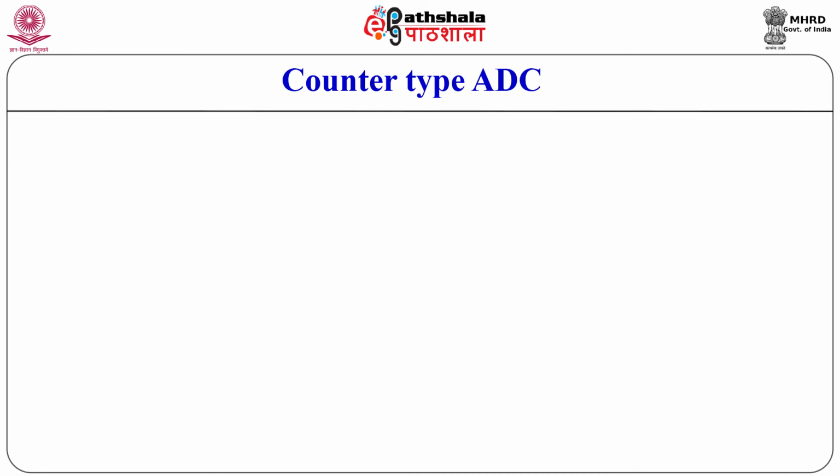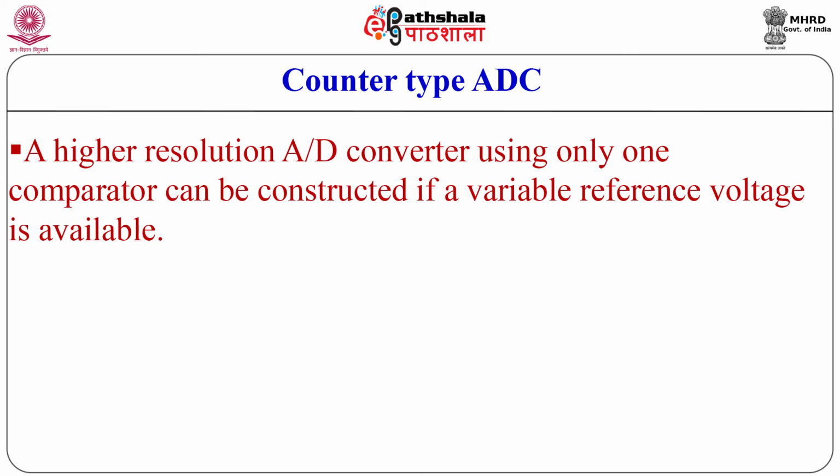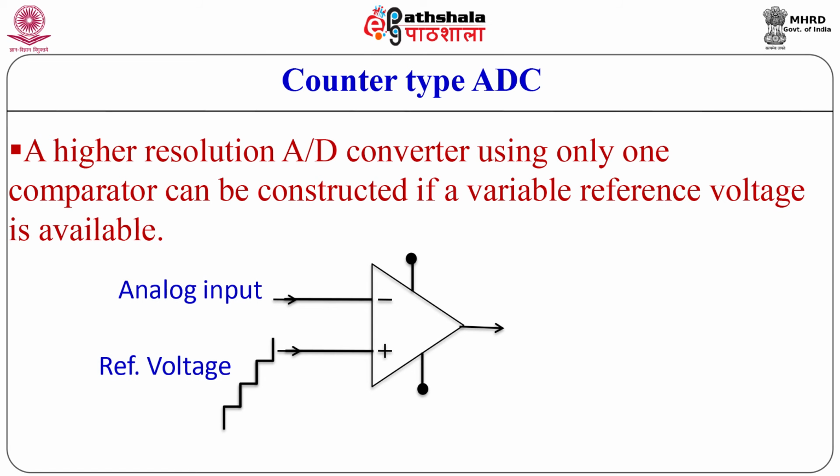To overcome the drawback of parallel comparator type ADC, a counter type ADC method is developed. Basically, this method is used whenever we require higher resolution. As we know, in case of flash type ADC, we require a reference voltage to the comparator and the other input is the analog voltage that we want to convert into digital form. It is found that if a variable reference voltage is available, we can use a single comparator to convert analog voltage into digital form. And this technique is used in counter type ADC where only one comparator is used.